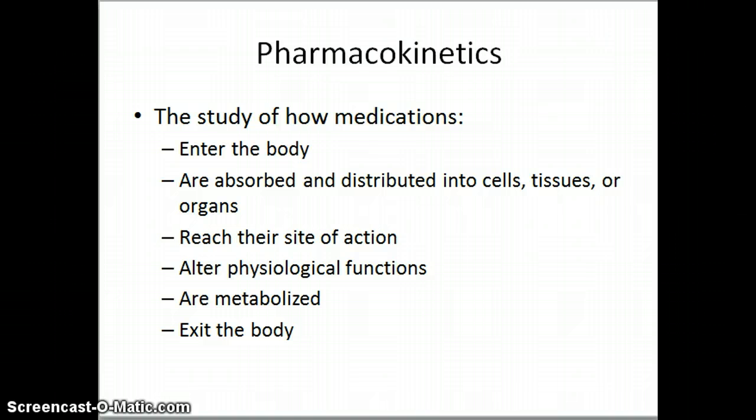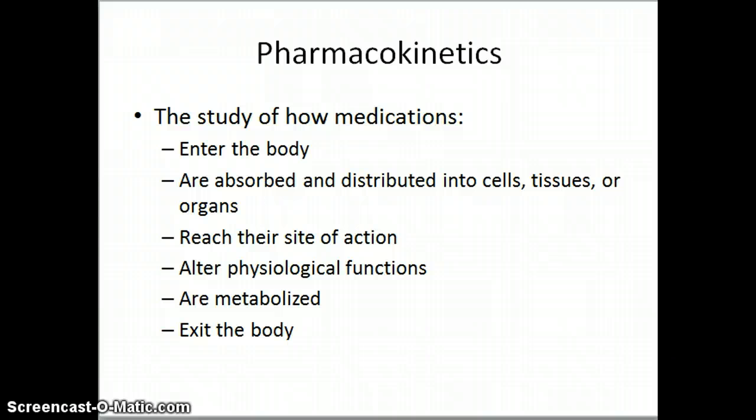Patients that have Crohn's disease might absorb through the small intestine much differently. To reach their site of action would be things like blood volume, their albumin level. Is that a medication that's bound to protein? Can be affected by that. Is it metabolized? And then looking at exiting the body, it's usually through the kidneys, and a patient that has poor kidney function is going to possibly be toxic to the medication because they are not able to eliminate that as needed.